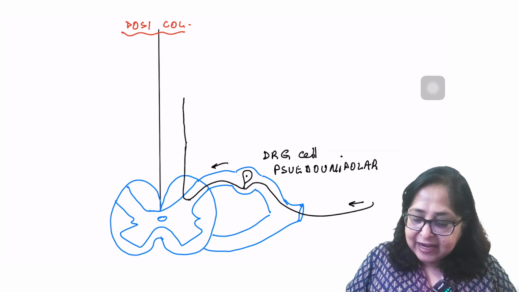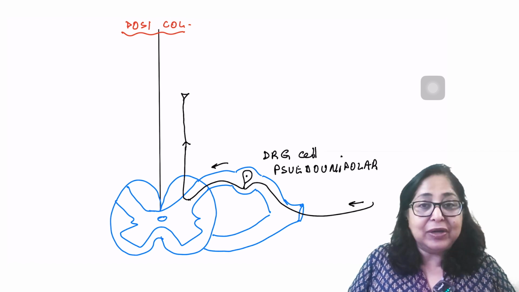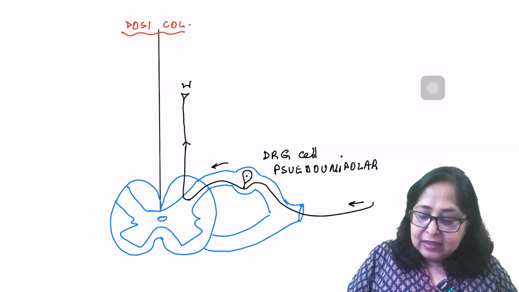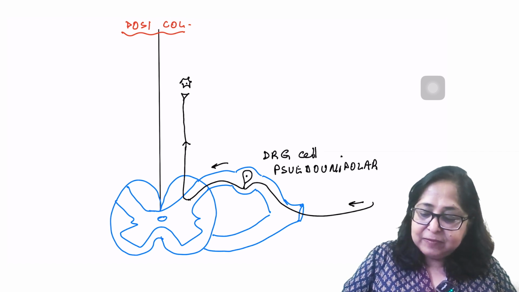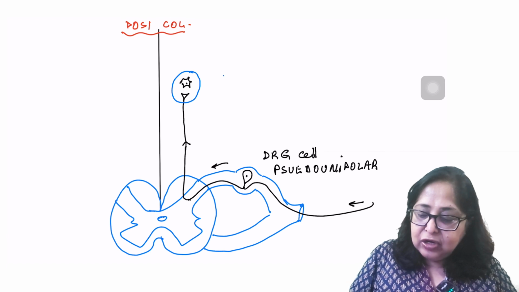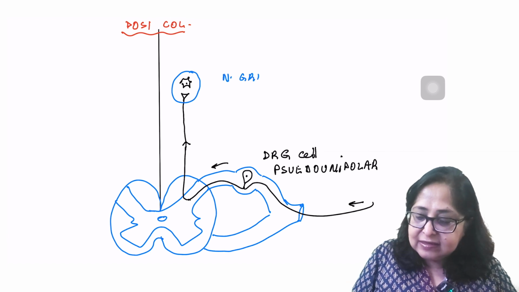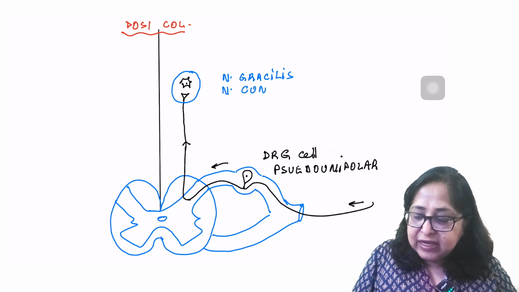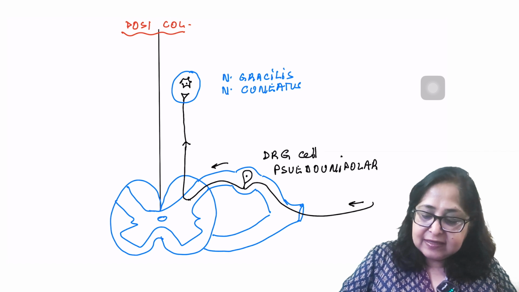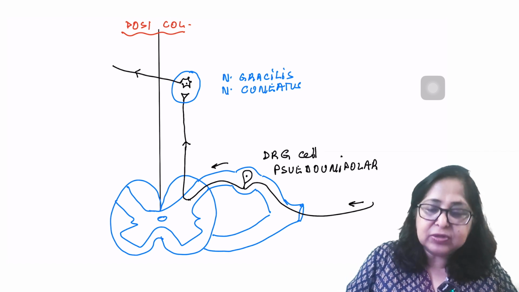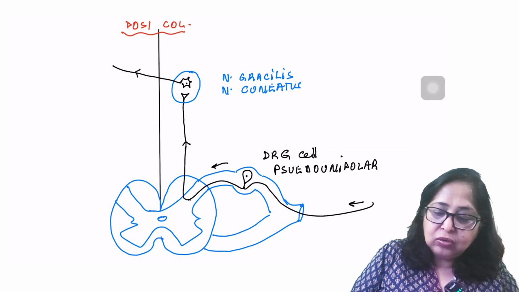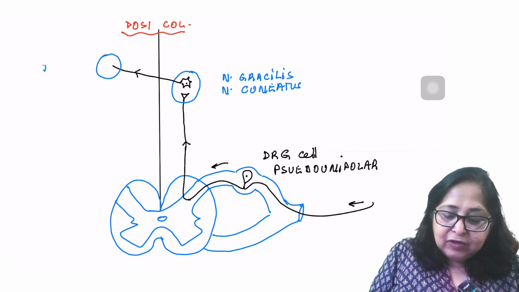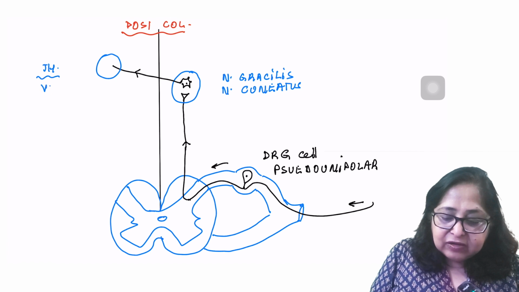The first synapse will be at the level of the medulla. This is the first synapse. This is nucleus gracilis and nucleus cuneatus. From here arises the second order sensory neuron, which crosses over to the opposite side and goes to the opposite side thalamus. Which nucleus of the thalamus?